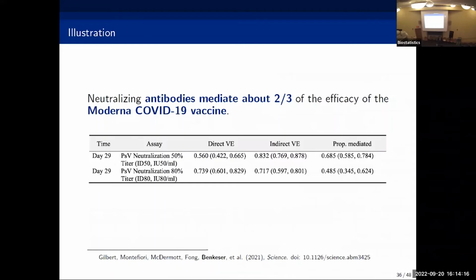This was applied in the Moderna data, such is the nature of publishing stat papers, that you can have your method published in Science before it can be published in a stat journal. So this was the study of the Moderna vaccine, where we found that the neutralizing antibody marker mediated about 2/3 of the efficacy of Moderna's COVID vaccine. And this was a particularly nice analysis because flu vaccines, which I mentioned, already have this accelerated pathway. Flu vaccines are also estimated to have about 2/3 of their efficacy mediated through HAI titer, the surrogate endpoint that's used in flu studies.